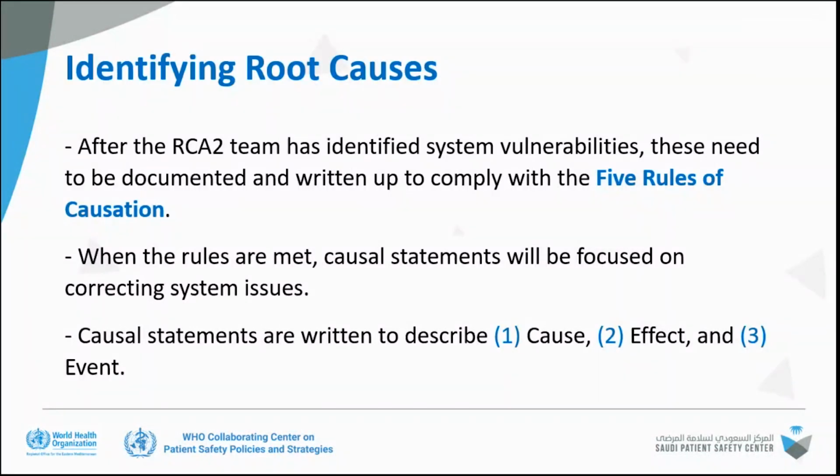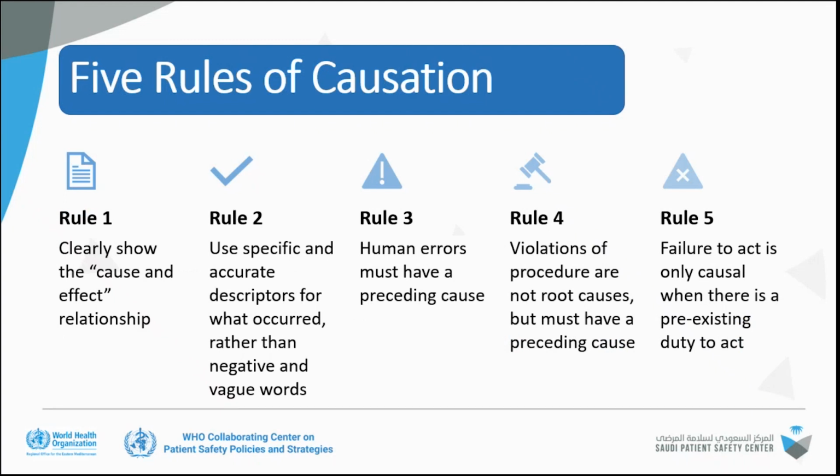So after the RCA team has identified a system vulnerability, these need to be documented and written up to comply with the 5 rules of causation. These sentences should be written at the end of the RCA. When the rules are met, the causal statement will be focused on correcting the system issue. The causal statements are written to describe the cause, effect, and event according to the 5 rules of causation, and we will take an example for each one of them.